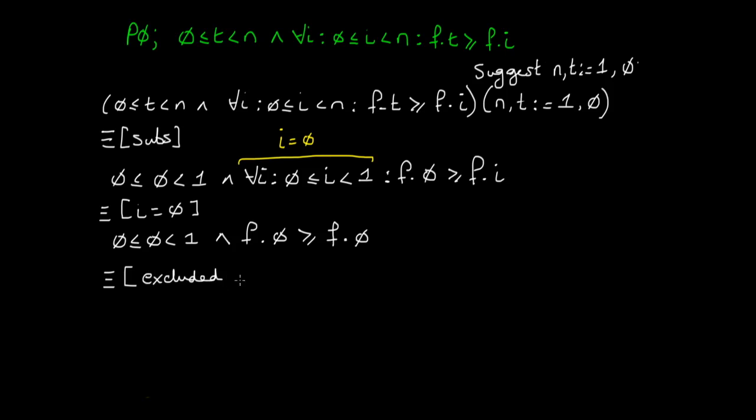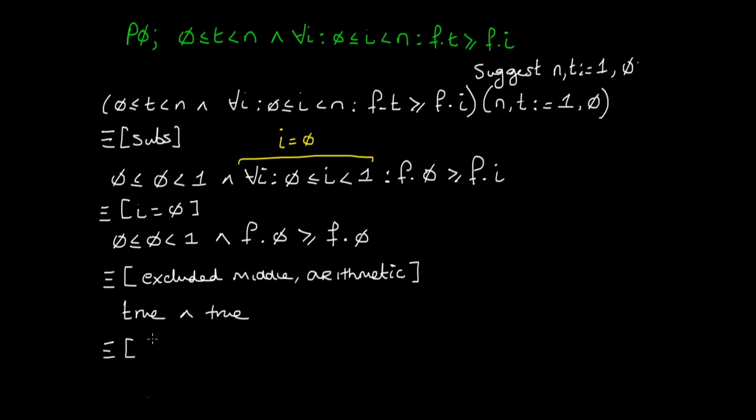So we'll just say excluded middle, and by arithmetic we know that those f dot zeros are the same thing. So we'll end up with true and true.